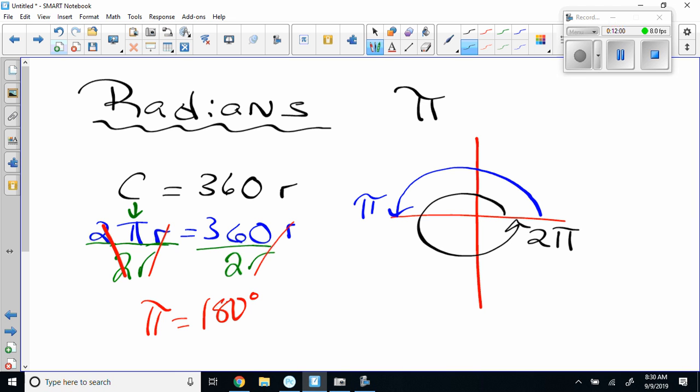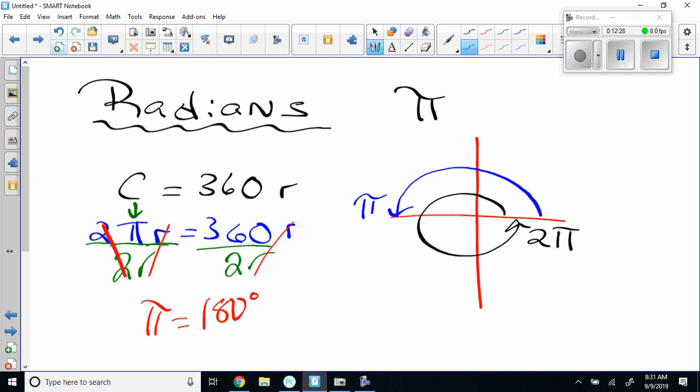Positive angles are in the counterclockwise rotation. Negatives are in the clockwise. Okay? Any questions on that? We're going to stay surface level on this. All right?